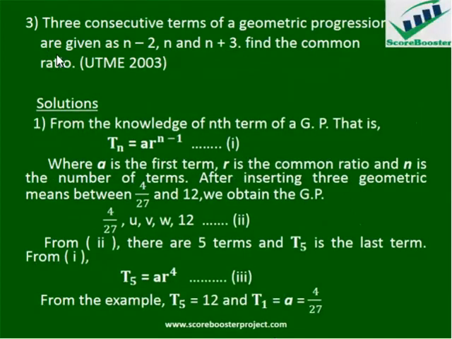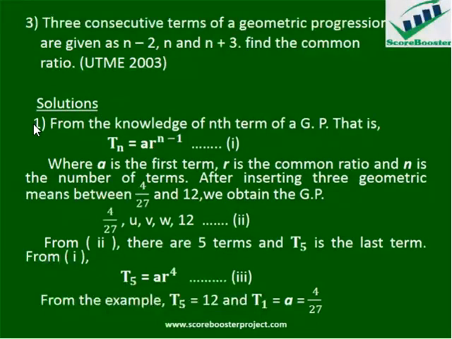3. Three consecutive terms of a geometric progression are given as n-2, which is A, n, which is B, and n+3. So we have to find the common ratio of that particular geometric progression that has three consecutive terms n-2, n, and n+3. So this is a UTME past question, UTME 2003. So now we move to the solution of these examples.